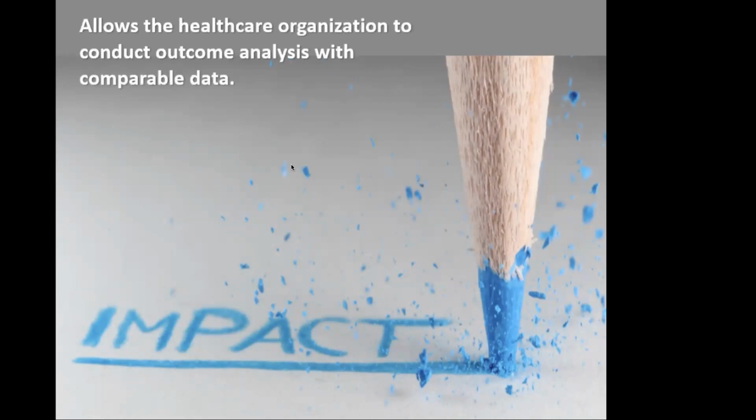Impact of clinical data standards. The comprehensive patient record accommodates the patient's movements among all locations where care is provided, such as inpatient, outpatient, and clinic settings. This allows the healthcare organization to conduct outcome analysis with comparable data. Instead of conducting manual chart reviews and relying on individual interpretation of narrative notes, the system provides semantically consistent data that can be analyzed. There are also unintended benefits.